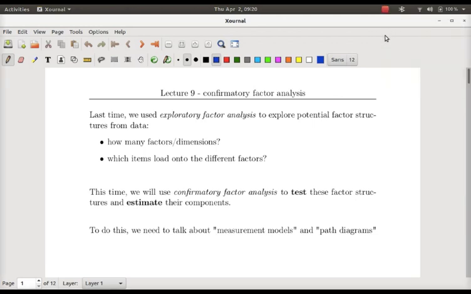Okay, hi everybody, welcome to lecture 9. In this lecture we're going to talk about confirmatory factor analysis. So what exactly is that?